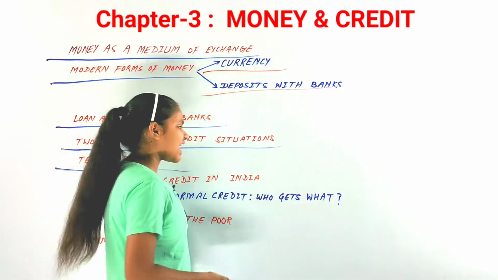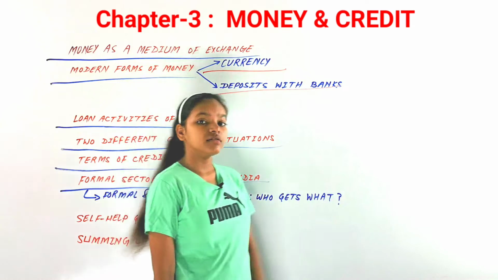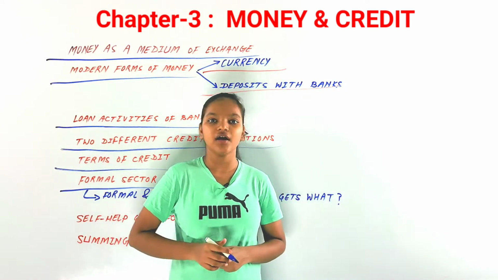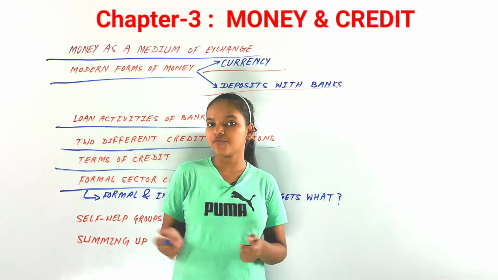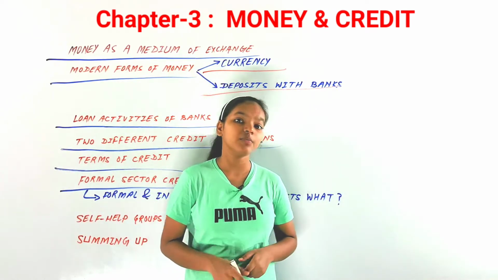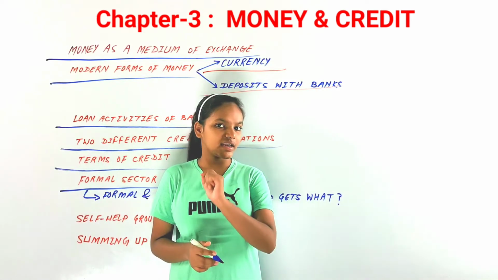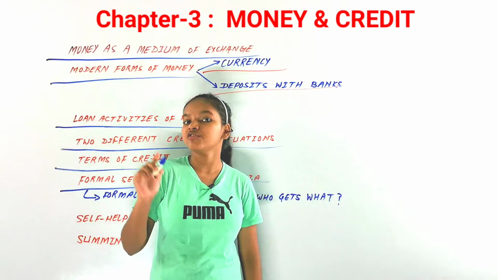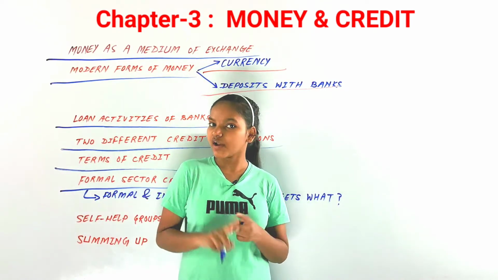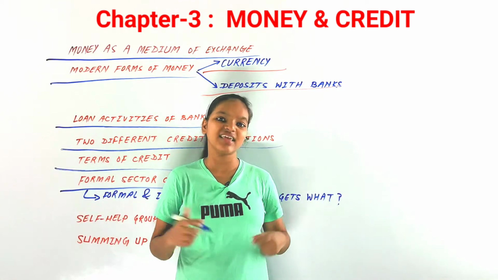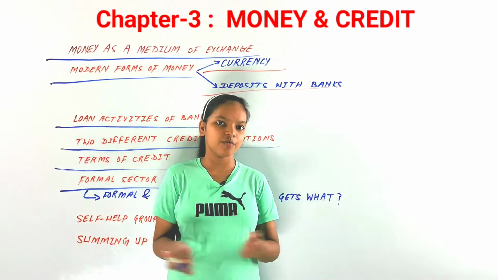After that we have the next topic, that is formal sector credit in India. Now there can be various types of sources where you can have the credit from, and that is why they are grouped in two groups: formal sector credit and informal sector credit. Formal sector credit includes banks and cooperatives, and in the informal we have money lenders, friends, relatives, employers, traders, etc.